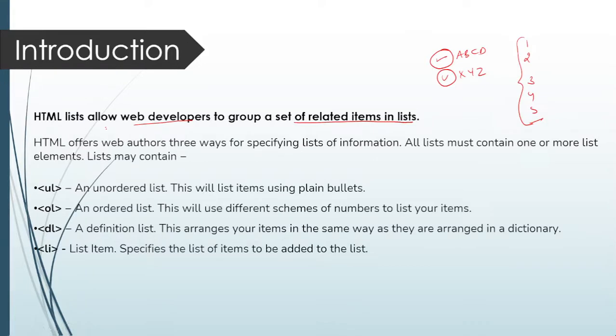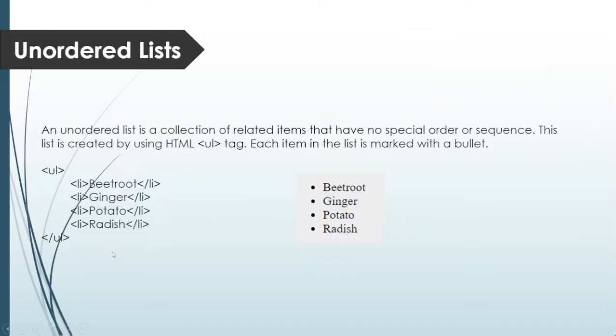HTML offers authors three ways of specifying lists of information. All lists must contain one or more list elements, and it contains UL. UL stands for unordered list. OL stands for ordered list. DL stands for definition list, and LI, which is very important, is list item. So this is the basic introduction.